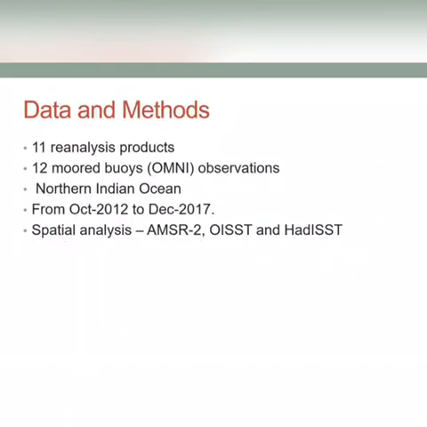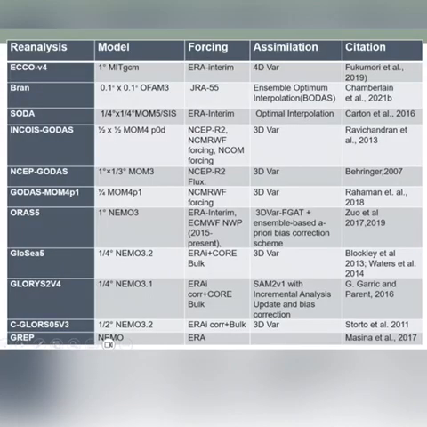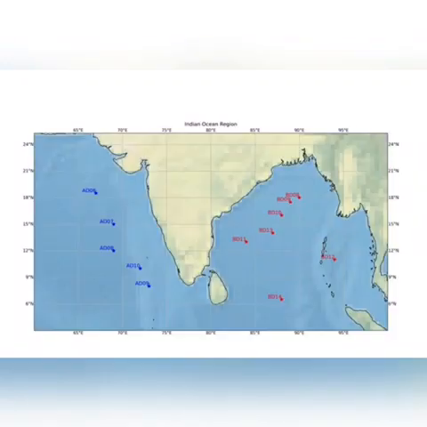Here, in the study, we have used 11 reanalysis products at 12 OMNI buoy locations. We have compared the SST from the buoys with the reanalysis SST, and then the spatial pattern of SST from the reanalysis is compared with satellite derived SST products such as AMSR2, OISST and HadISST. The table here shows the different reanalysis products used in this study with its details. This figure shows the location of OMNI buoys used for this study.